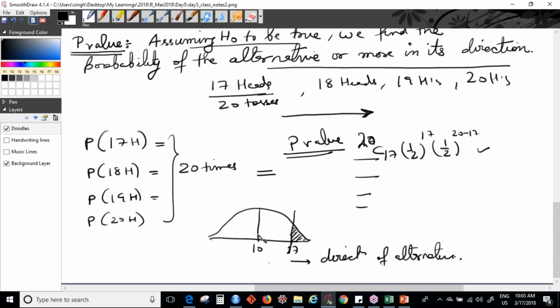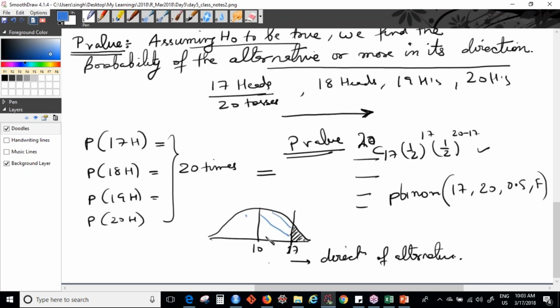So that is why we covered all this before. I will write pbinom. I will give 17. Total number of trials is 20. Then I will give the probability. The probability value is 0.5. And I will give lower.tail equal to FALSE. If I give lower.tail equal to TRUE, I will get the other side area.